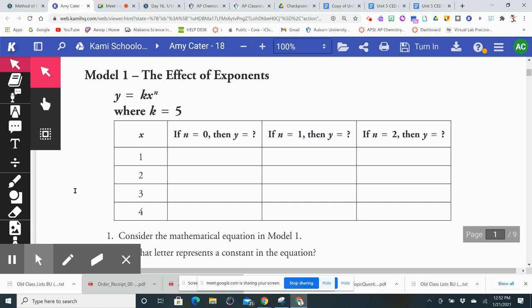So all you're going to do pretty much is plug and chug. That's pretty simple algebra there. We're just plugging and chugging, okay? So make sure you have your calculator, something to write with, some paper.